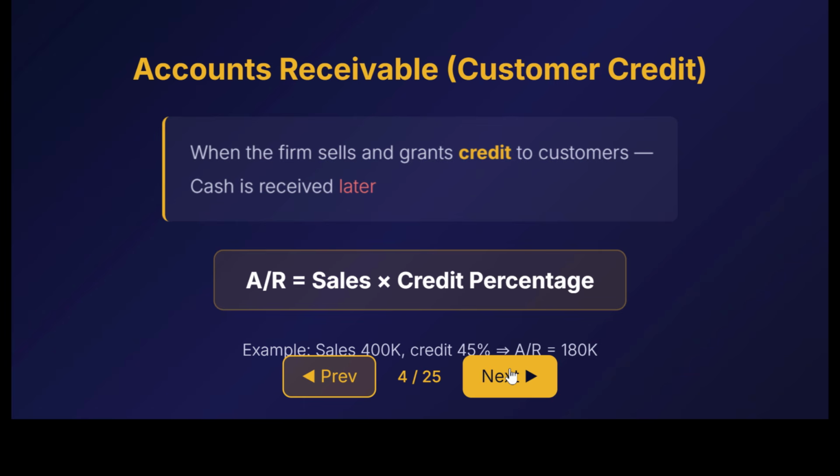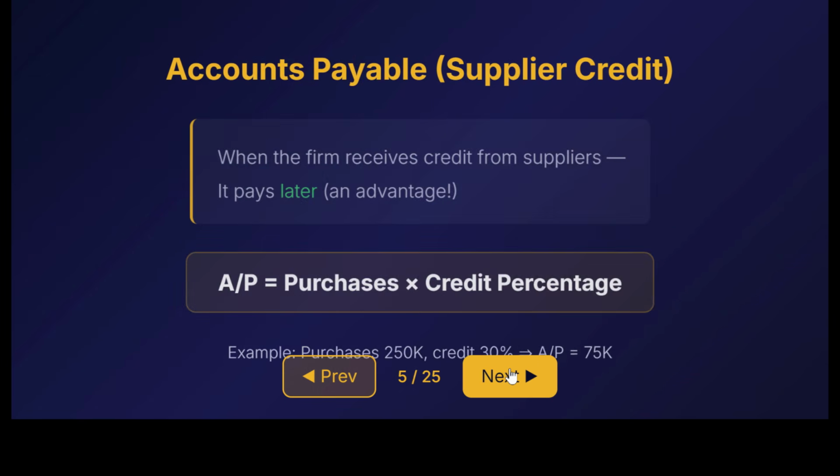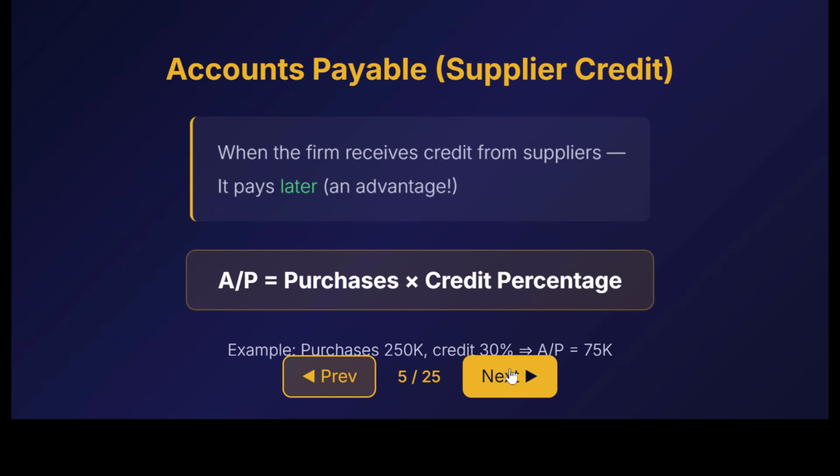2. Computing accounts receivable and accounts payable. Accounts receivable for a given year equals sales multiplied by the customer credit percentage. For instance, if annual sales are 400,000 shekels and the firm grants customers credit equal to 45% of annual sales, accounts receivable equals 180,000 shekels. This means that amount of revenue is stuck, recorded but not yet collected as cash.